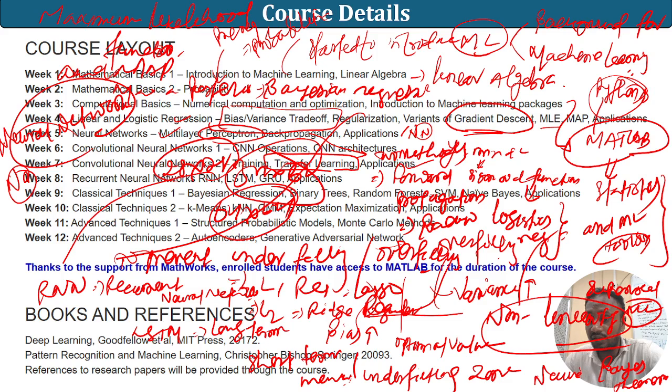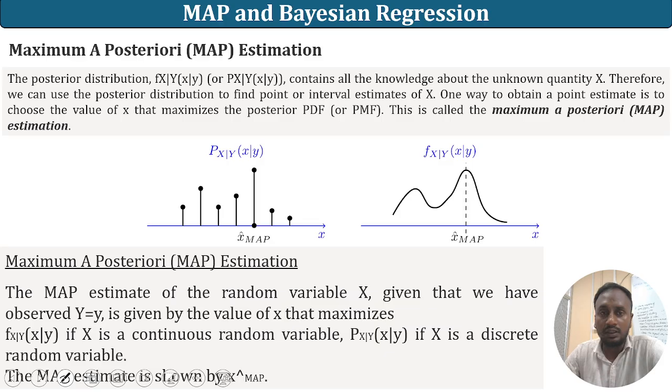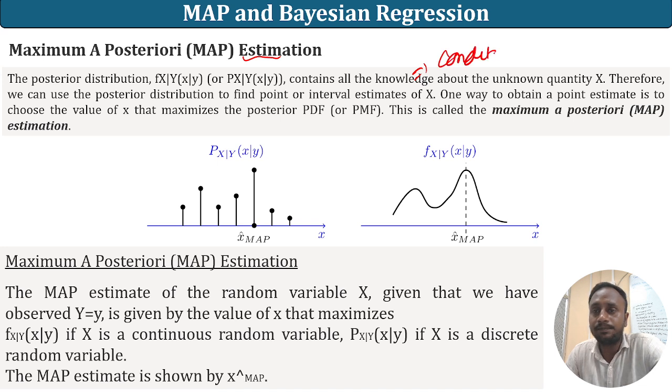The last class we saw the advanced probability models. Today we are going to see the generative adversarial network. Before that, we are going to see MAP and Bayesian regression. MAP is the maximum a posteriori estimation, in which we have some conditional probability.